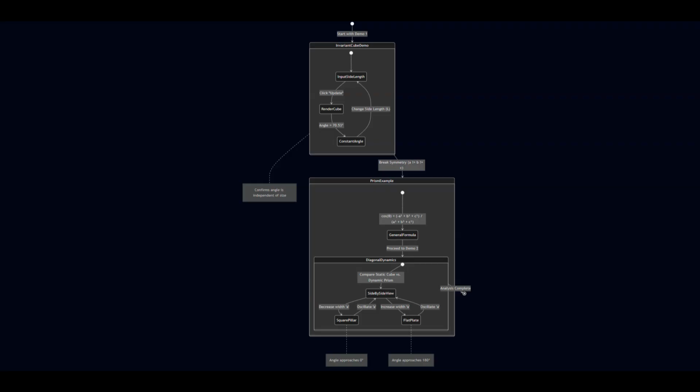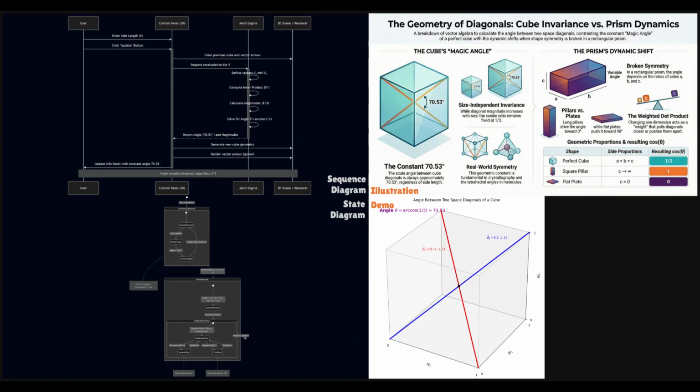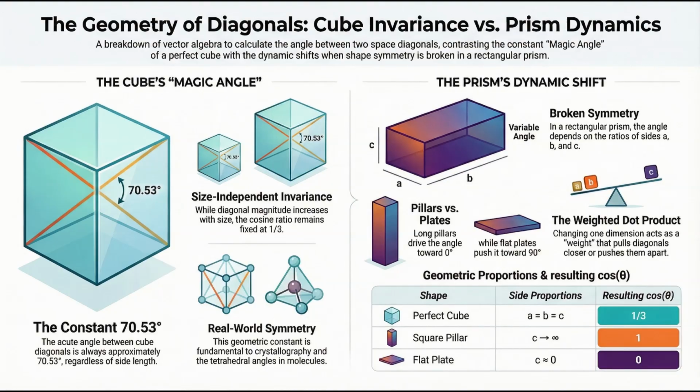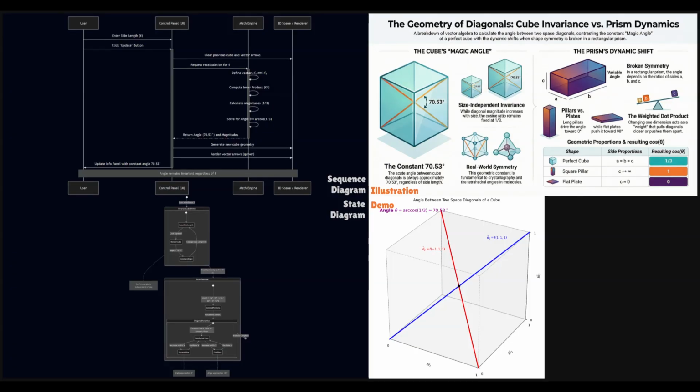The state diagram. From stability to transformation. The state diagram illustrates the journey from the rigid symmetry of a cube to the fluid proportions of a rectangular prism. Phase 1. The invariant cube.